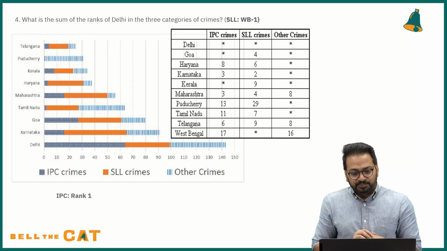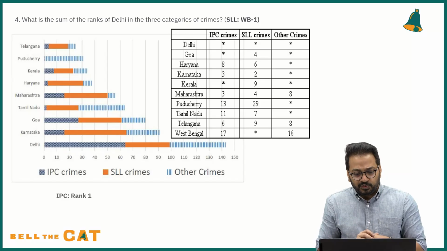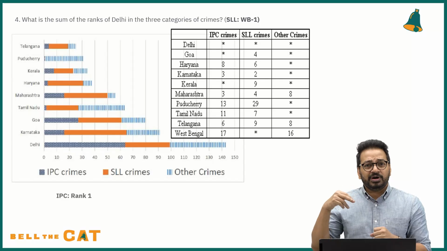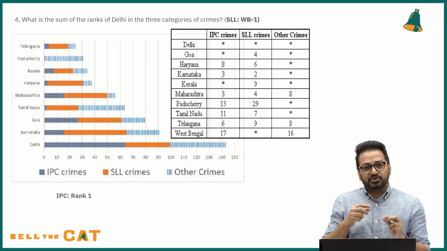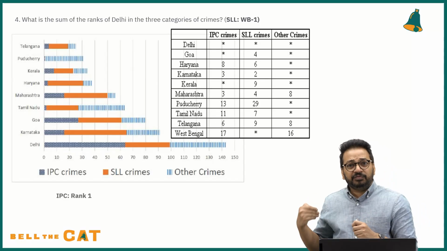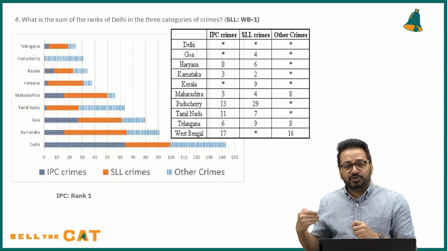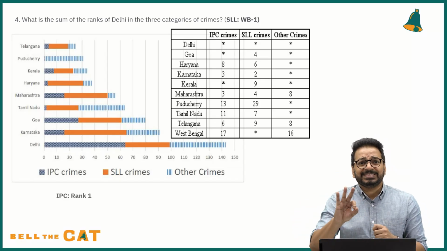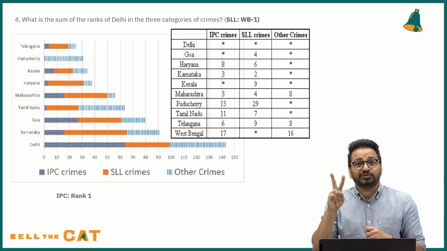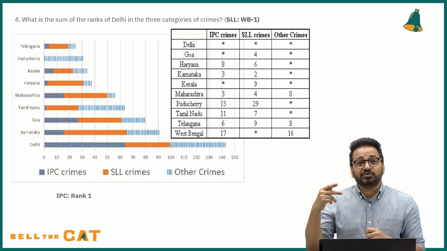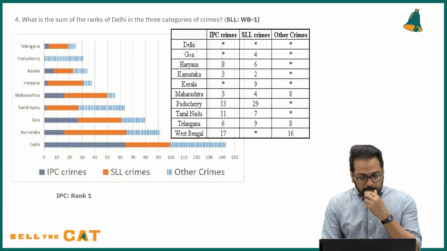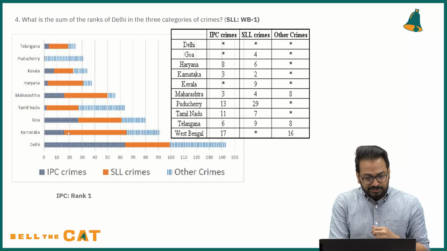Now you look at the table. Maharashtra's rank is what? 4. And Goa's rank is what? 4. So Maharashtra and Goa are 4. Karnataka is 2. West Bengal is 1. Now Delhi has to be either after that or before that. Before that means Delhi's rank is 3. After that means Delhi's rank will be how much? There are 2 4s, right? That means if there are 2 4s, Delhi's rank will be 5, right? Sorry, 5.